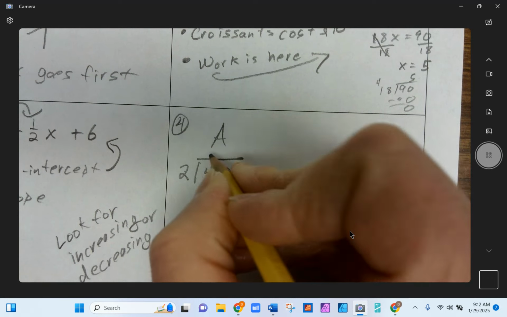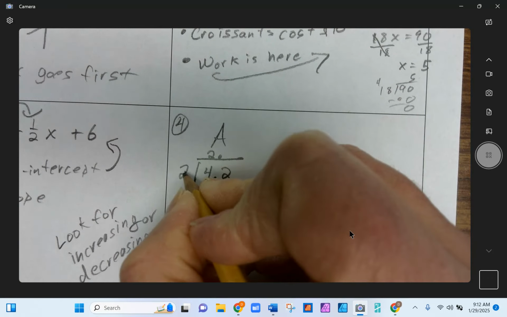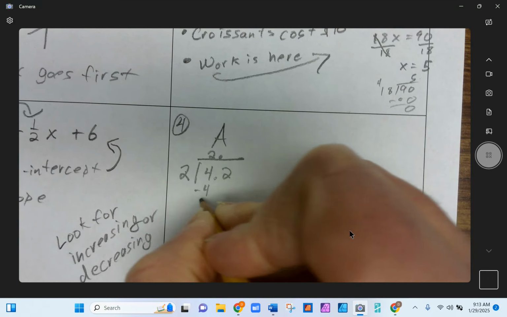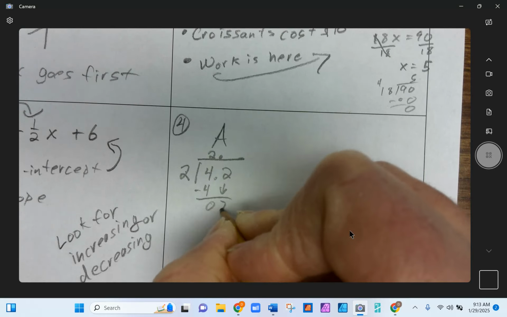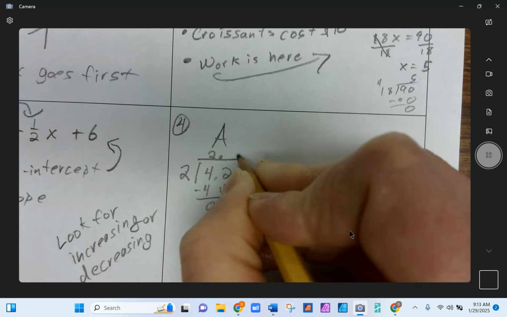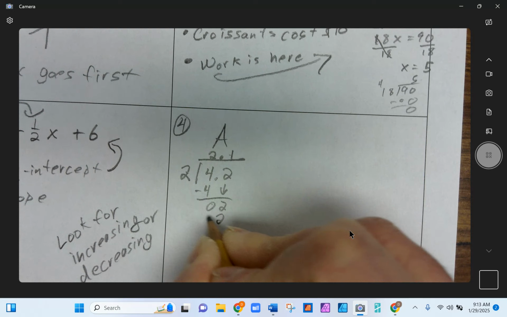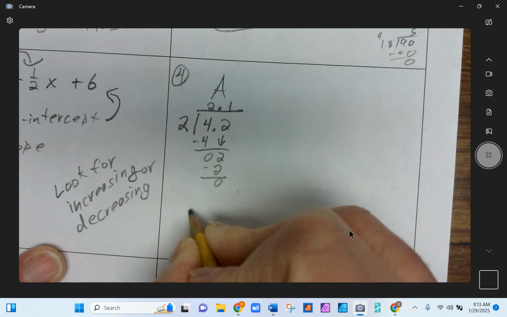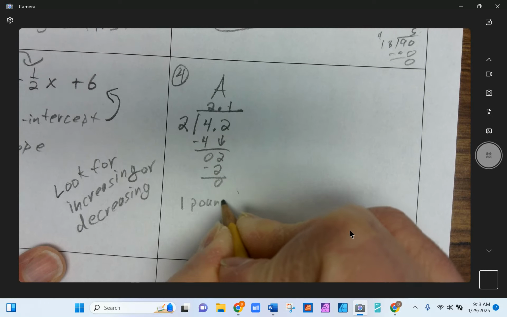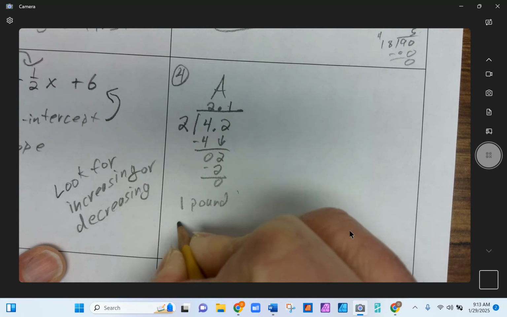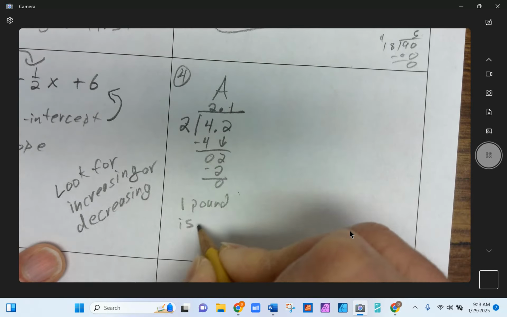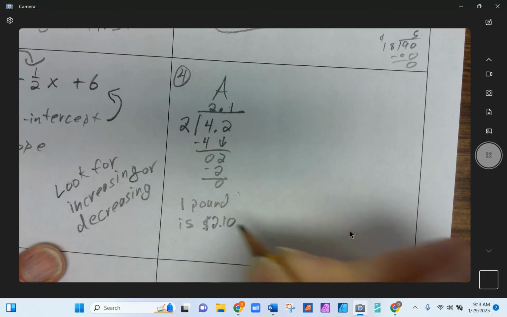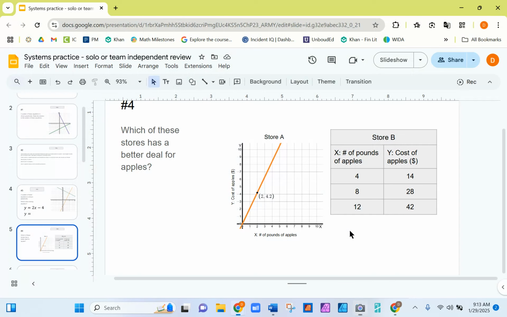2 goes into 4 2 times. I'm going to bring my decimal up. 2 times 2 is 4. I subtract to get to 0. I bring that 2 down. 2 goes into 2 once. 2 times 1 is 2. I subtract, I get 0. So no remainders. So store A, 1 pound of apples is $2.10.